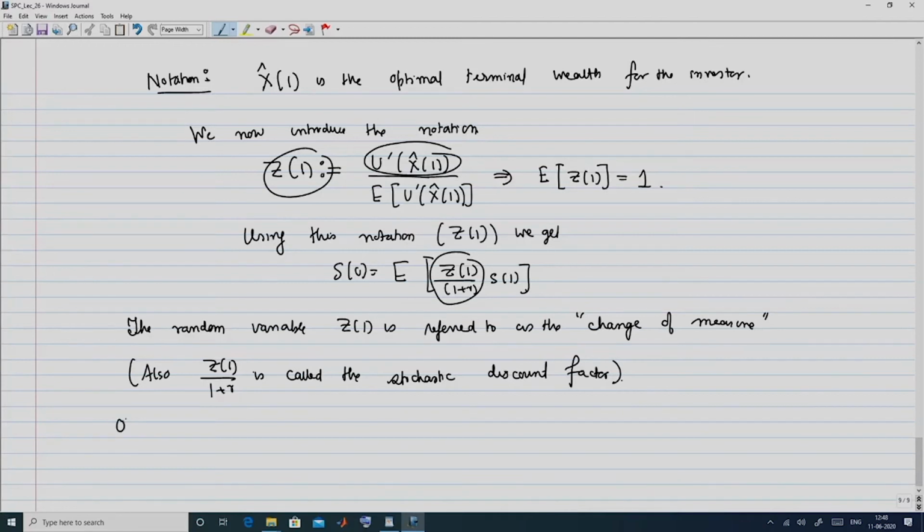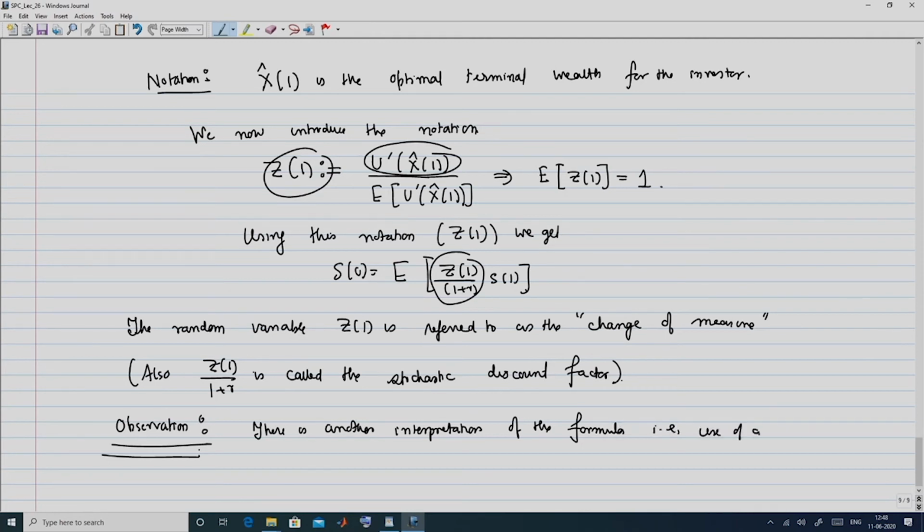Now, I want to make an important observation. If you look at option pricing, you will see how important this observation is, and that there is another interpretation of the formula, that is use of a new probability or change of probability measure.